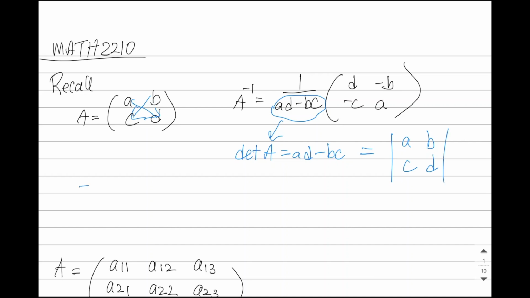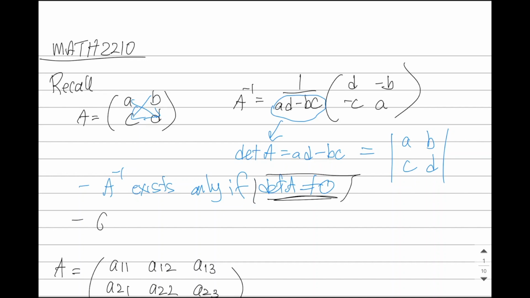A inverse will exist only if this determinant of A is non-zero. If we want to figure out whether or not a matrix is invertible, if we don't care about finding the actual entries of the inverse matrix, all we have to do is calculate its determinant. It's a nice little test. So can we generalize this to 3 by 3 or to n by n?